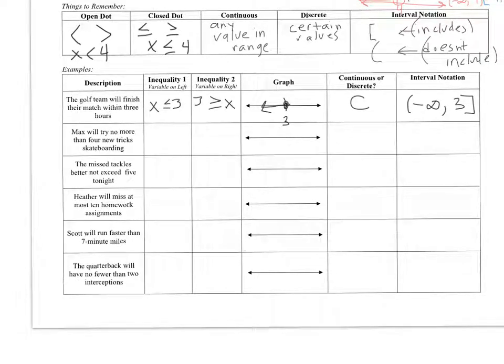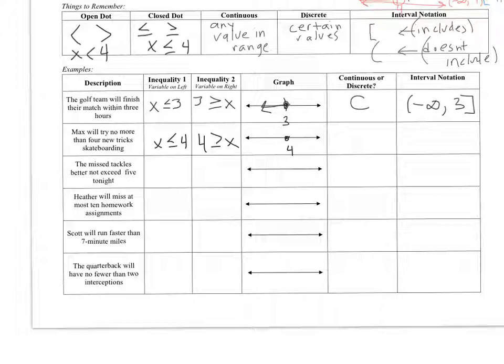Okay, second one, Max will try no more than 4 new tricks. So, no more than means less than or equal to. So, the same way, 4 is greater than or equal to x, or x is less than or equal to 4. So it includes 4, so I'm going to put a closed dot at 4. Before I graph it, I got to figure out if it's continuous or discrete. So the graphs are different.